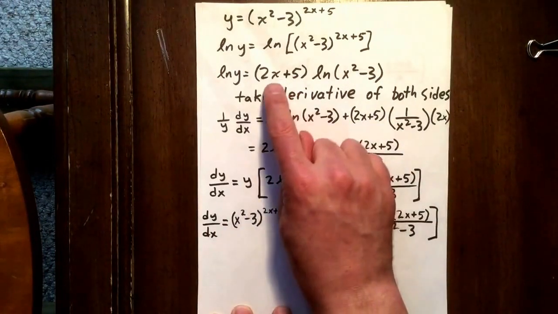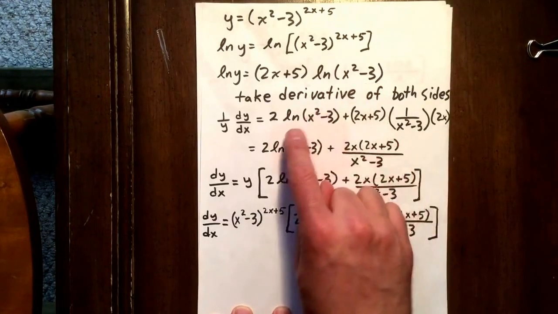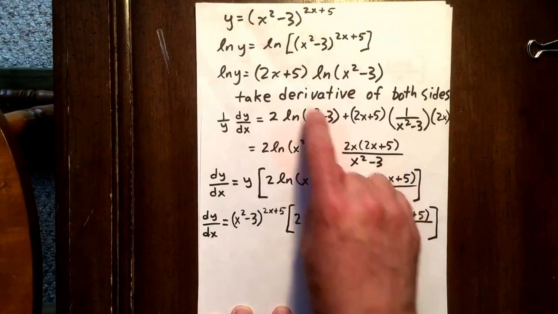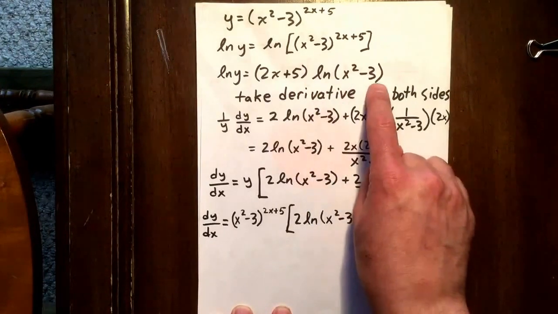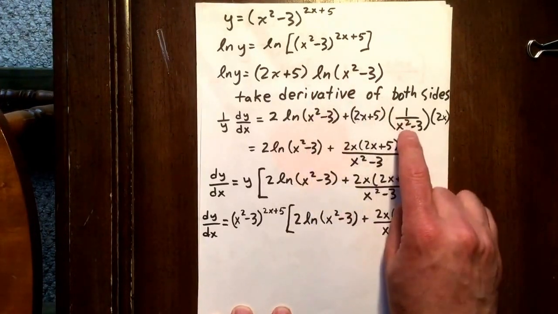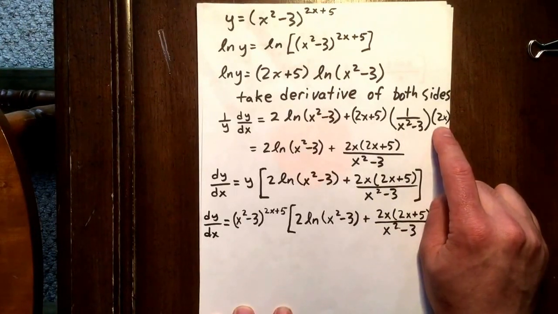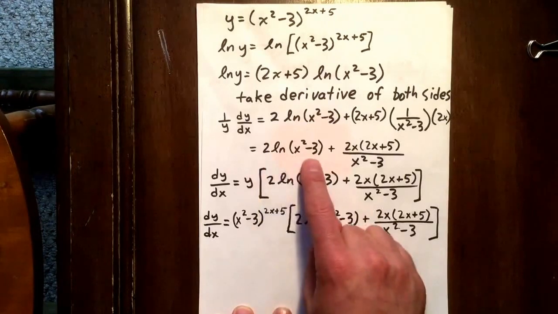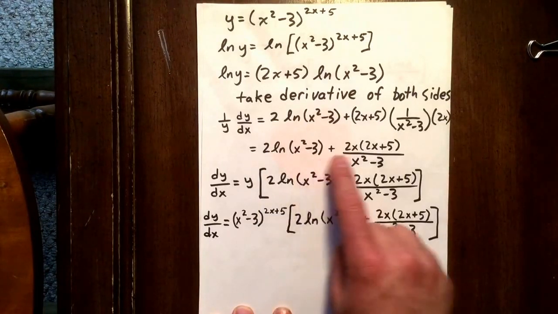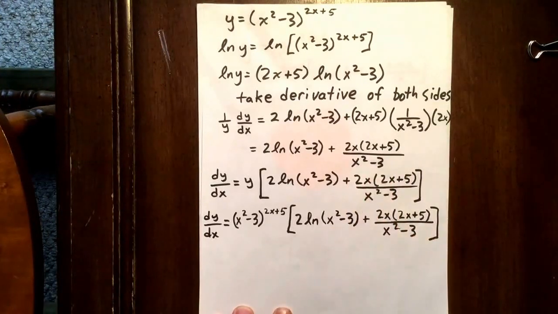Well, that's just a product rule. Derivative of the first, which is 2, times the second, ln of (x squared minus 3), plus the first, (2x plus 5), times the derivative of the second. So the derivative of ln of a block is 1 over the block times the derivative of that block with respect to x. And now it's just a matter of cleaning this up a bit. So we've got 2 ln(x squared minus 3) plus 2x times (2x plus 5) over (x squared minus 3).